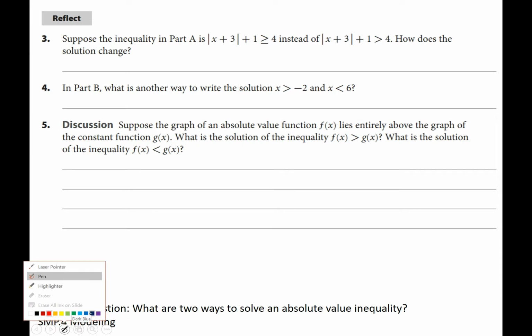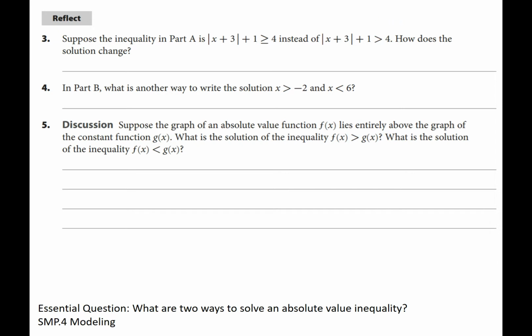So let's go ahead and get these done, and we'll do the try on your own, and then you'll be done. Suppose the inequality in part A is absolute value of x plus 3 plus 1 greater than or equal to 4 instead of just greater than. How does that change the solution?